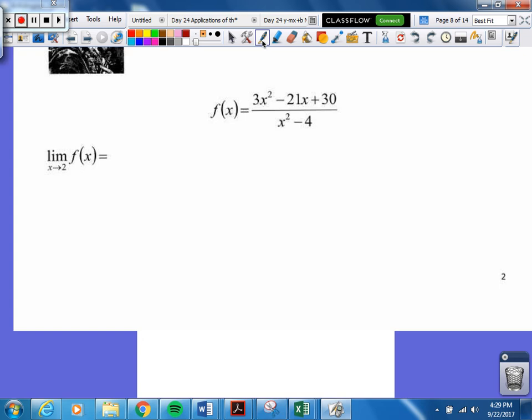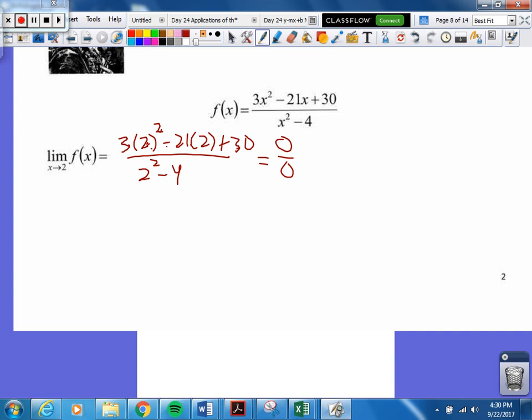So the first thing we always do is we plug in: 3 times 2 squared minus 21 times 2 plus 30 over 2 squared minus 4. And I get, this is 4 times 3 is 12, so 9. No, this is 0 over 0. So this is 12 minus 42 is negative 30 plus 30. Okay, yeah, I got it. So we have to do something.